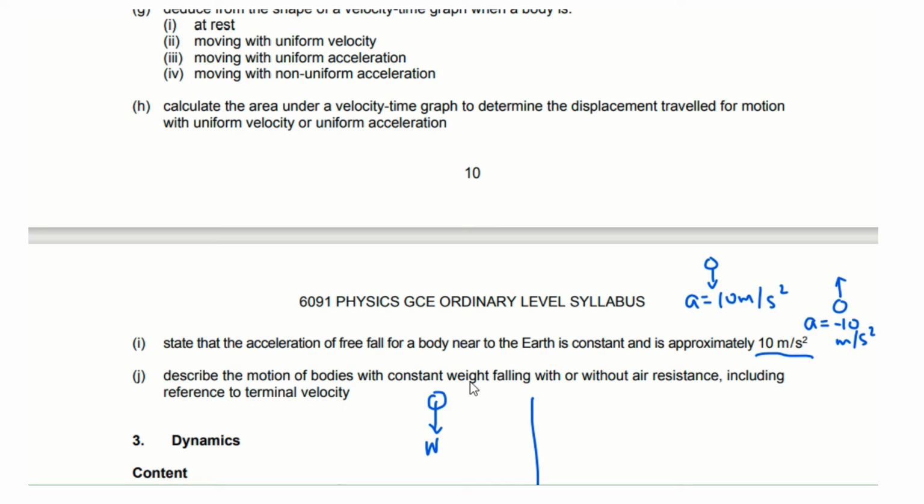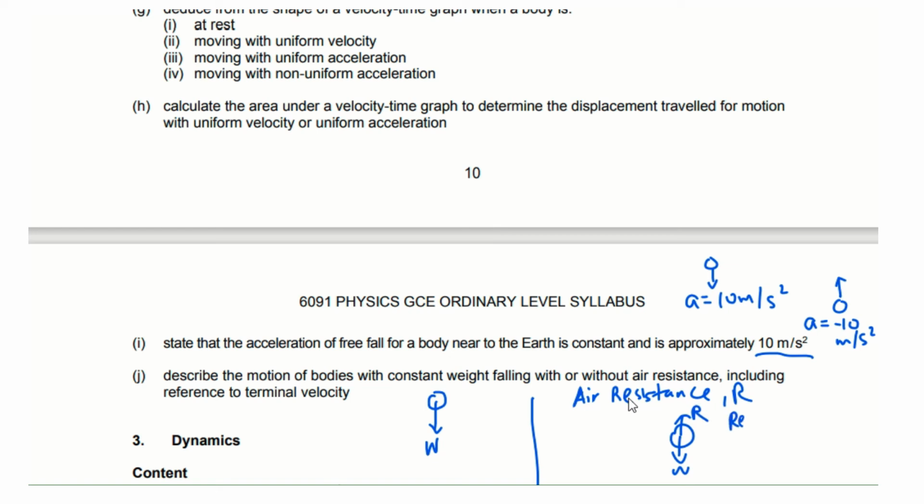If m is constant, W will also be constant. g will also be constant. So in other words, this means that the acceleration of this object will be a constant. So in the absence of air resistance, the object would fall with a constant acceleration of 10 meter per second square. Now, if there is air resistance, and I'll call air resistance R, then there will be two forces acting on an object, W and R, and they are acting in opposite directions.